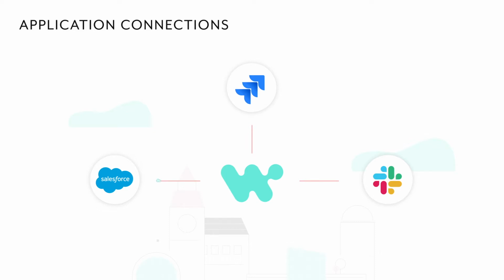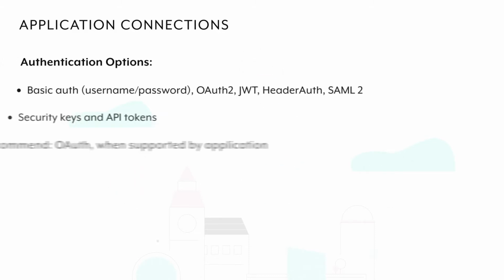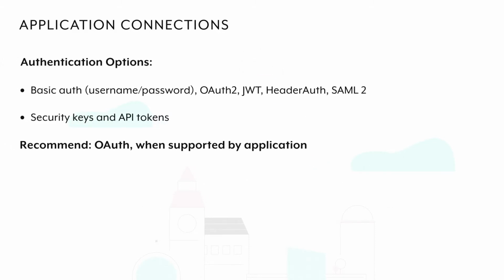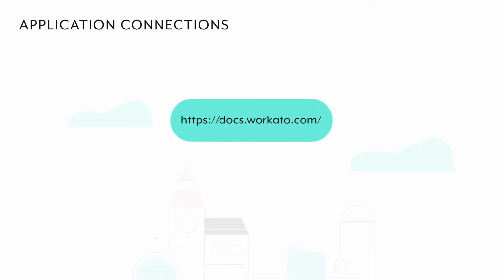Workato uses the app's API, and it may require OAuth-based authorization, API keys, or other authorization methods. This authorization is referred to as an application connection. Authorization options include Basic Auth, OAuth 2, JSON Web Token, Header Auth, and SAML 2. However, there are some applications with custom authentication flows. You may refer to the Workato documentation on how to connect to different applications. Let's now look at how to connect our applications to Workato when we are building a recipe.